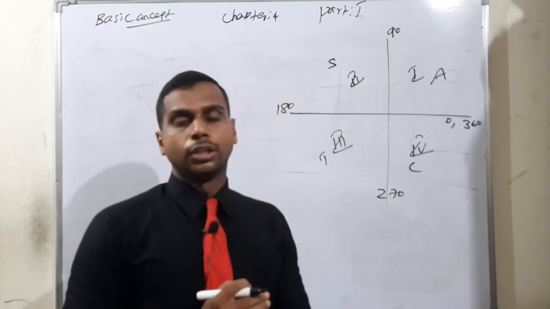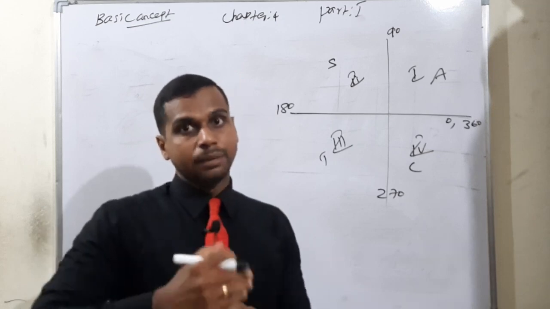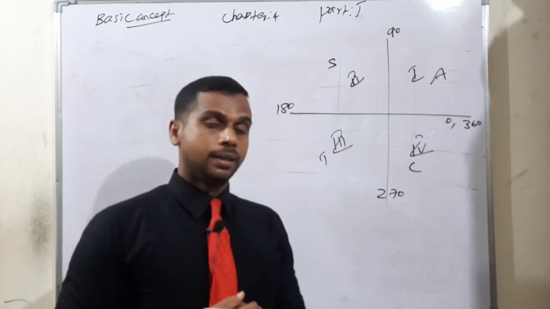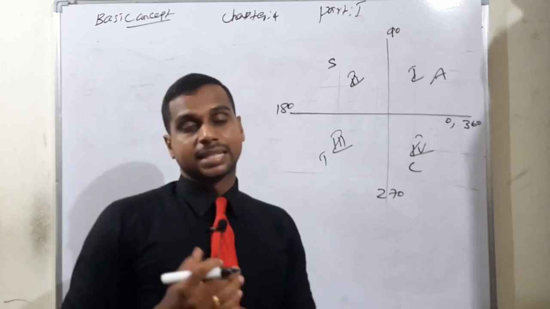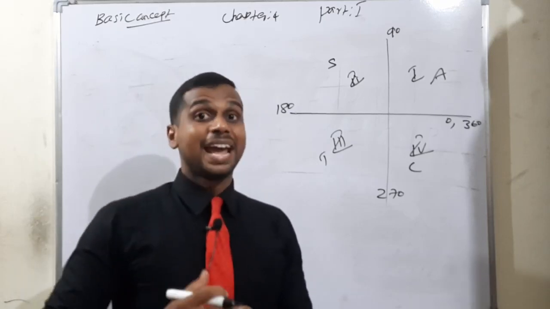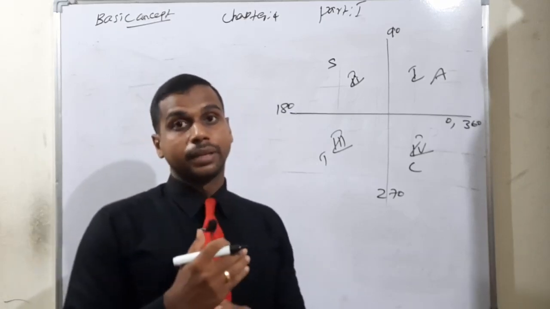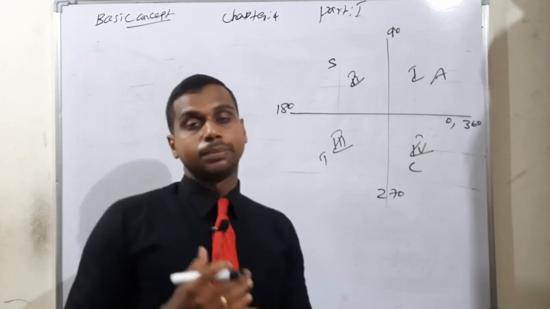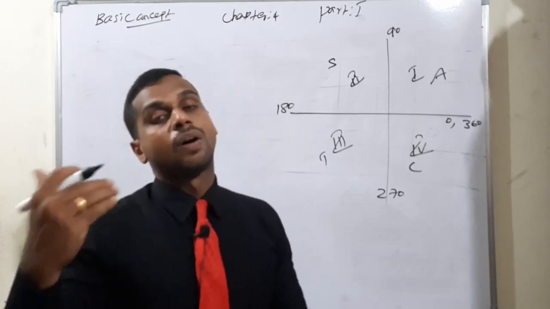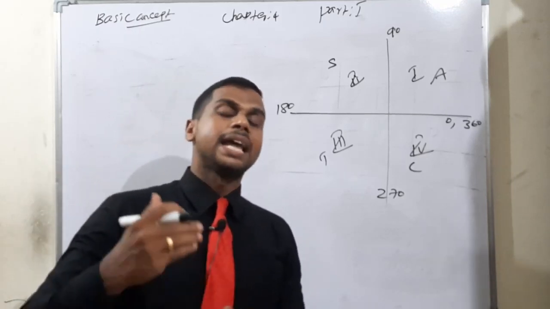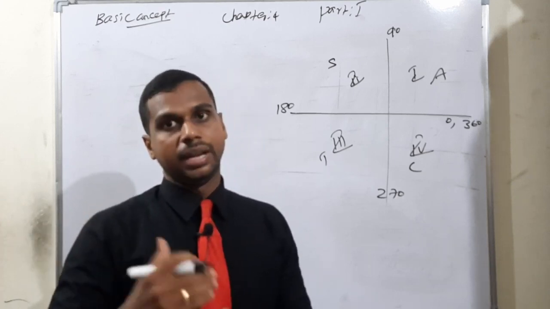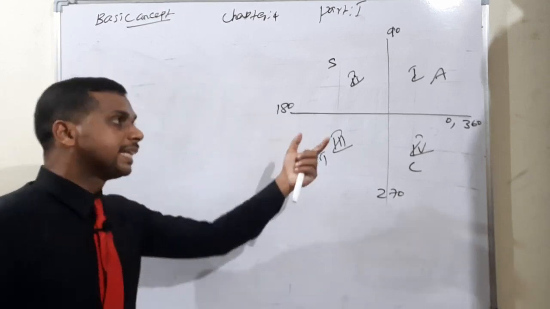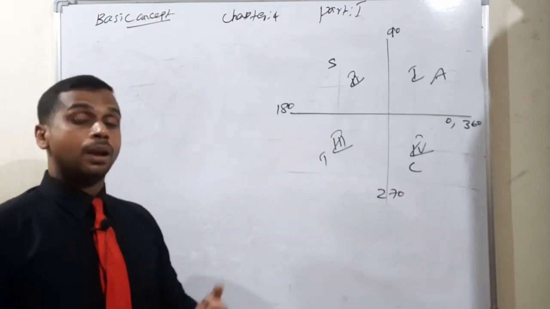For this type of value, the same name will repeat. Sin means only sin repeats. But vertical means sin 90 plus theta or tan 90 plus theta. Vertical means the name will be changed. Sin 90 plus theta we can write as cos, and tan 90 plus theta means cot. The name will be different.